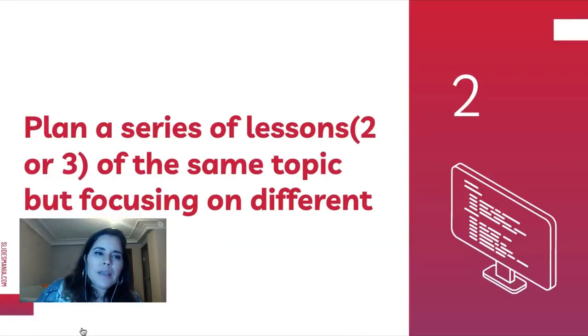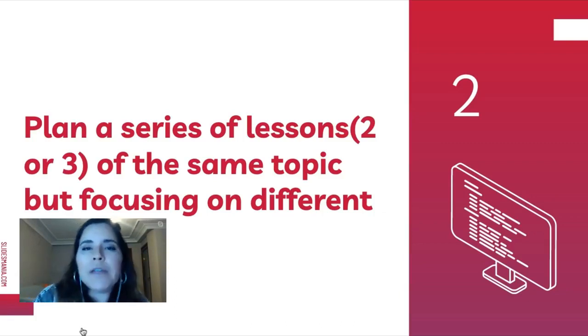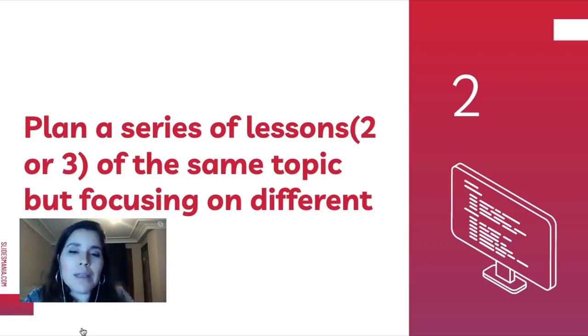The second tip is plan a series of lessons, perhaps two or three, of the same topic but focusing on different skills. Let's say you are teaching the present perfect for experience, to talk about past experience. This is the topic of your lesson. In order to maximize your lesson planning time, why don't you plan two or three lessons in a row on that same topic, but focusing on different skills?